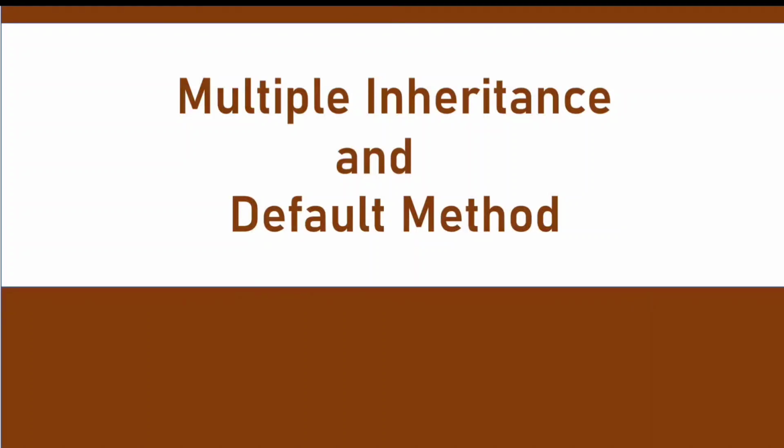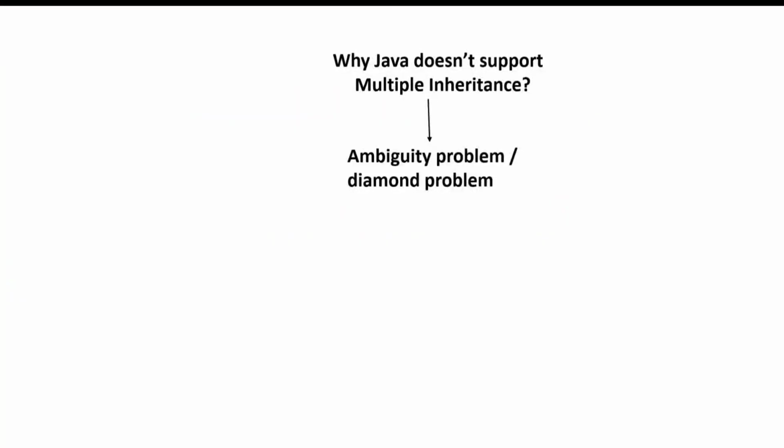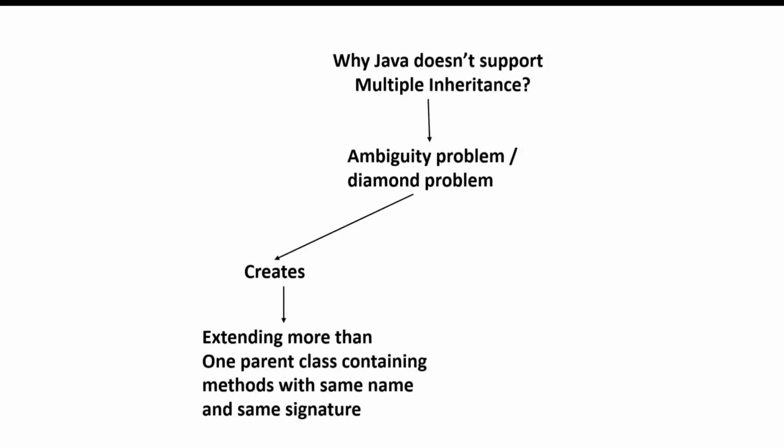Hello everyone. In the last session, we discussed why Java doesn't support multiple inheritance. The reason was the ambiguity problem, or diamond problem, right? Due to the diamond problem, Java doesn't support multiple inheritance. And the diamond problem is created because of extending more than one parent class containing methods with the same name and same signature, right? And to resolve this diamond problem, interface came into the picture. That is, we can easily resolve this diamond problem using interface.